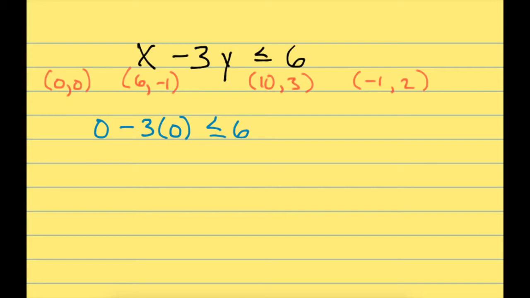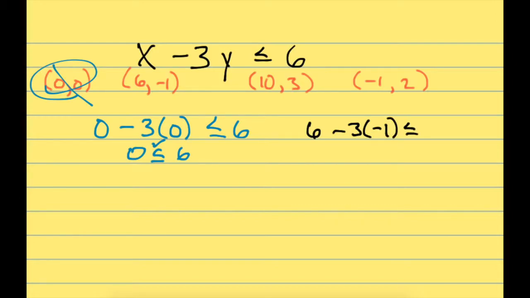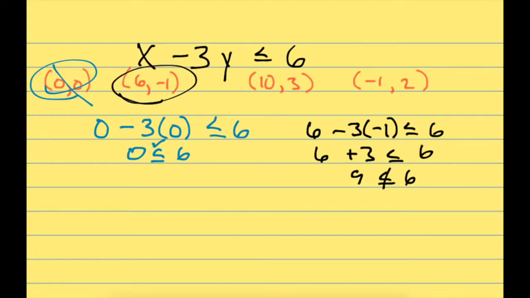So 0 minus 3 times 0 is 0, and that is less than or equal to 6. So (0, 0) is a solution, which means it's not an answer because we're looking for a point that's not a solution. Let's try the next point. We put in 6 for x and negative 1 for y, and we check that. Negative 3 times negative 1 is positive 3, and 6 plus 3 is 9, which is not less than or equal to 6. So (6, -1) is not a solution because when we plug it in, it doesn't fit our inequality. So that's how we check to see if a point is a solution of our inequality. We plug values in and see if it works.